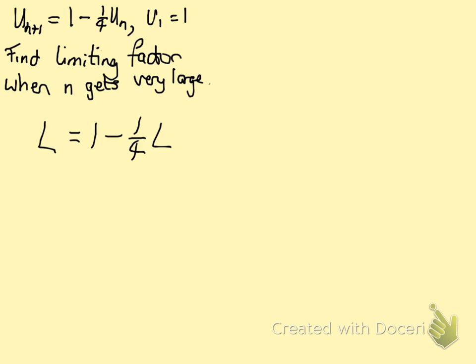You can test this by putting in un equals 1 into the formula and generate a few values. Keep going to about the 10th and you'll start to see that they converge to a certain value. If we take this new equation we have formed and multiply it by 4, and then move an L to the other side and solve, we can find the limiting factor. In this case, the limiting factor would be 4 over 5.